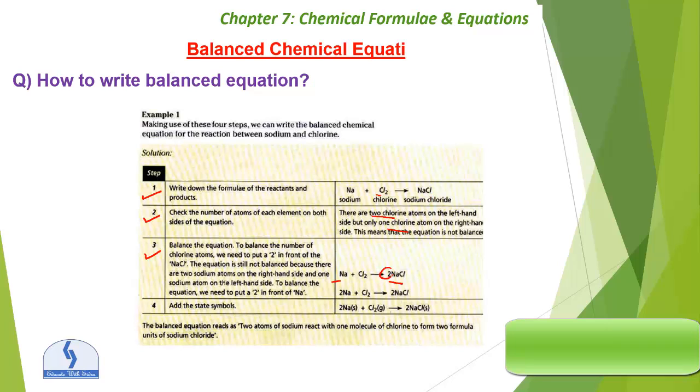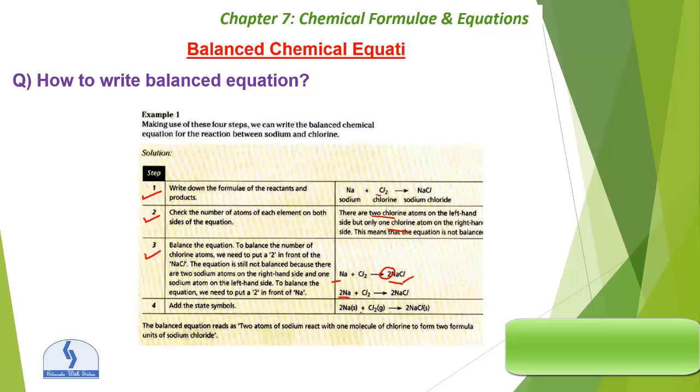So you have to balance the chlorine first, right? We write 2 over here because of the chloride ions. Now, what is the effect of this 2 in front of sodium chloride? This increases the number of atoms of sodium, so you have to balance the sodium. We put 2 here in front of the sodium. So this balances the sodium as well, right? And add the state symbols.